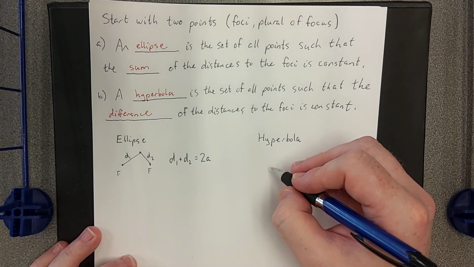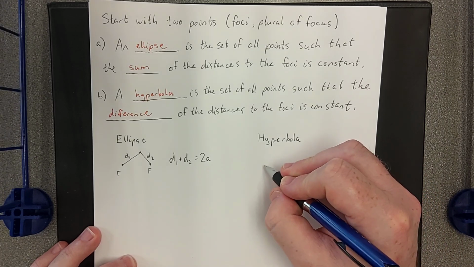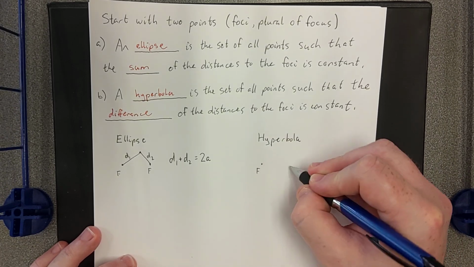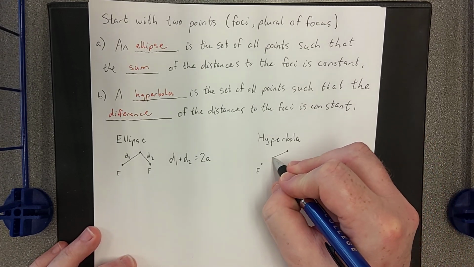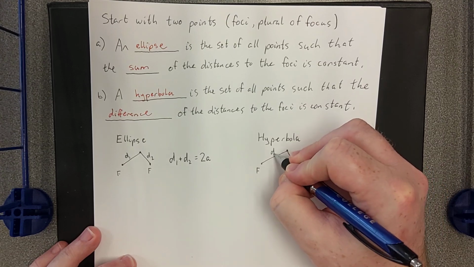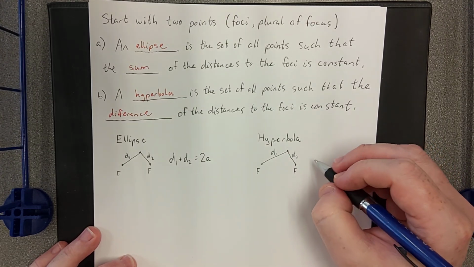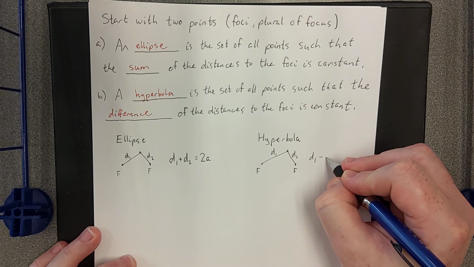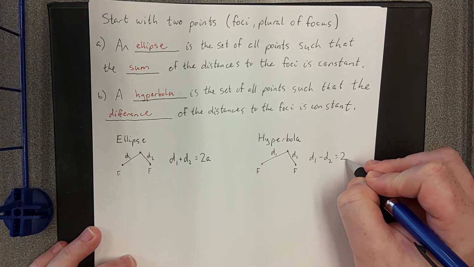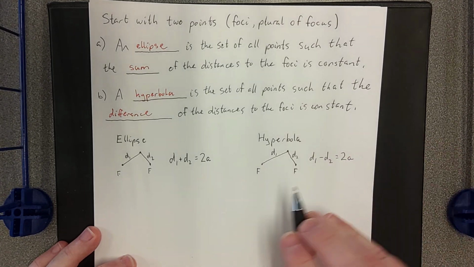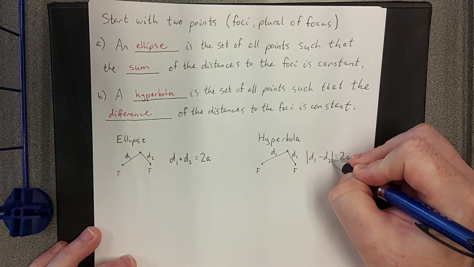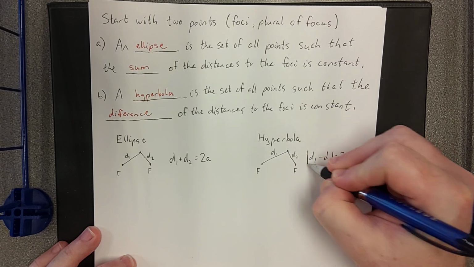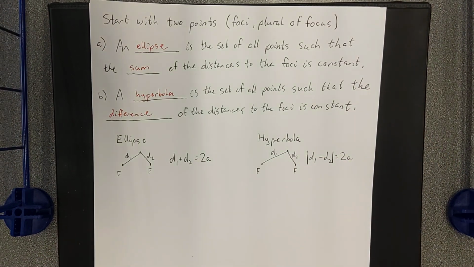If we do the same thing for the hyperbola, we put a focus here, and we put a focus here, and we put a point here, and we refer to these two guys as, once again, D1 and D2. Then based off of the definition that we just said above, D1 minus D2 is going to wind up being equal to 2a. Now, we don't necessarily have that D1 is going to be longer, so if D1 is shorter, this winds up being negative. So we'll toss a little absolute value around here to make sure that this stays a positive quantity.